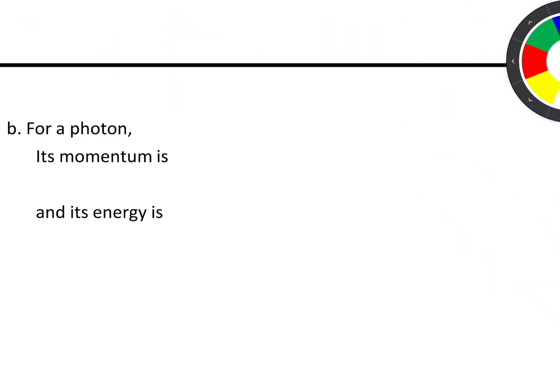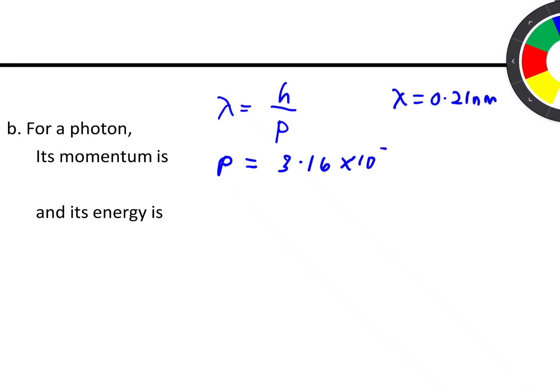Dia suruh cari momentum untuk photon. So, momentum untuk photon, we use the formula lambda is equal to H over P. So, lambda, tadi dia bagi lambda yang sama 0.21 nanometer. Okay, so masukkan dalam equation, you get the answer P sama dengan 3.16 power of negative 24 kgms negative 1.